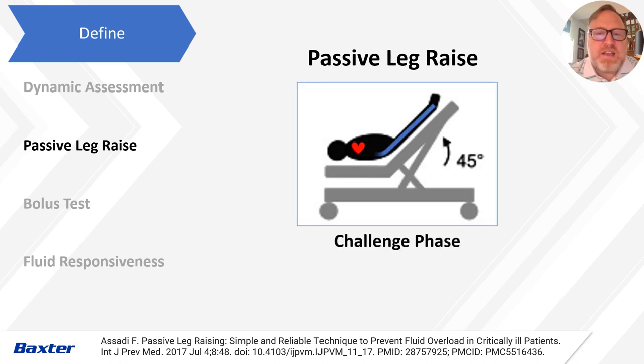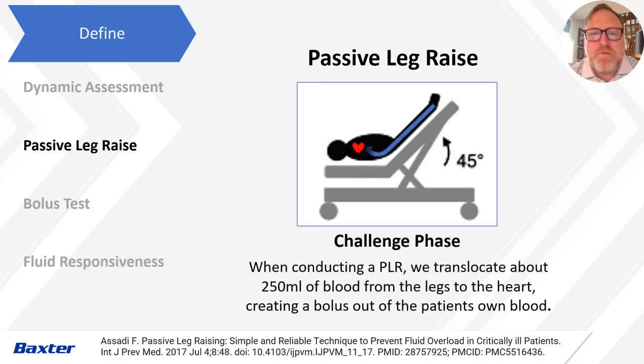And what does that look like? Again, we have that fluid that we pulled into the calves coming to the heart, creating a bolus of the patient's own blood. And what's cool about that is we didn't add any fluid. So if the patient is not fluid responsive, for instance, no harm, no foul. We can just sit them back up. We didn't expand the venous volume or arterial volume either. So this is pretty cool. When conducting a PLR, we translocate about 250 milliliters of blood from the legs to the heart, creating a bolus out of the patient's own blood. Again, right?